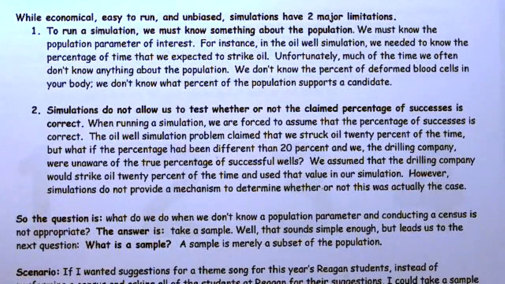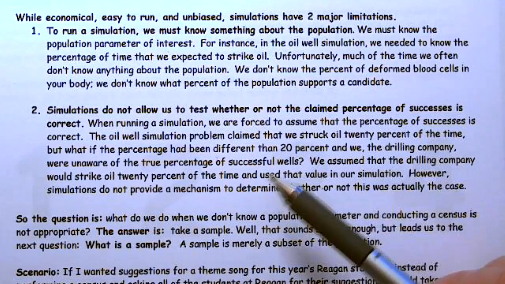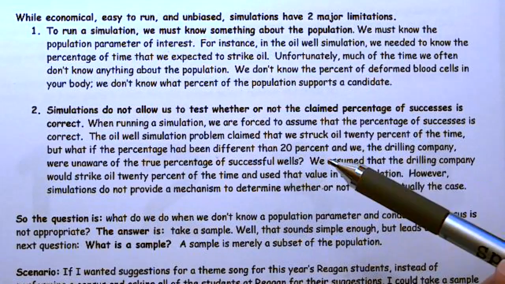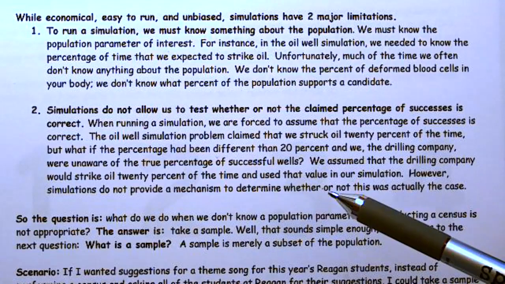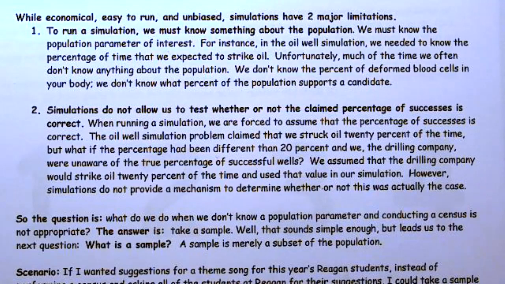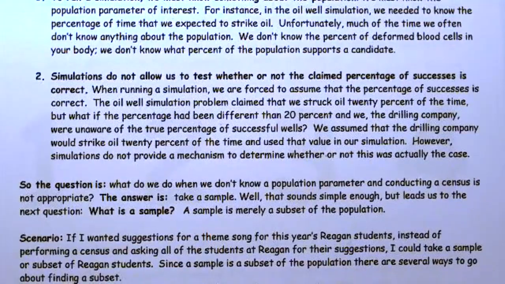Further, simulations do not allow us to test whether or not the claimed percentage is correct. We just assume that it is correct. So in order to do something like that, we're going to have to do a survey to find out if it is, or do an experiment. For instance, we claimed for the oil well that the percentage of times we struck oil was 20% of the time. But what if it were really different? What if it were 15? What if it were 35? Well, that would impact our results. So consequently, we have to move on to collecting a sample.